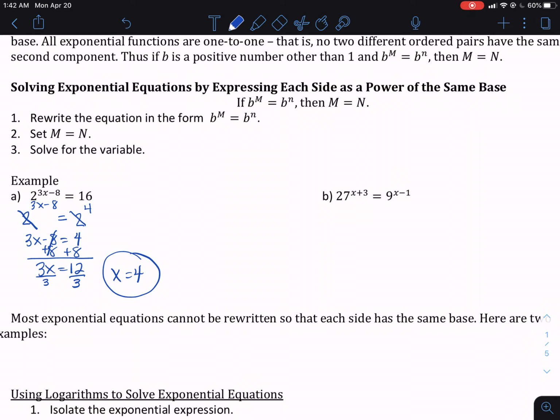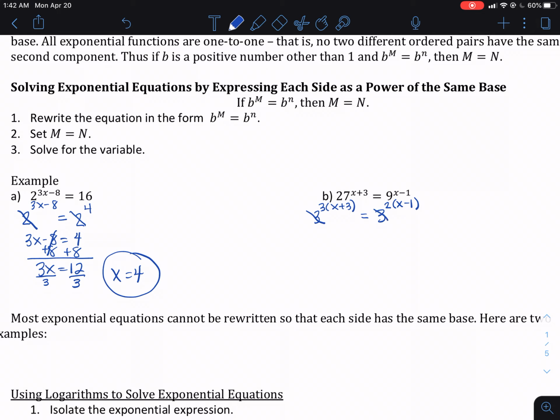Alright, if we look at b, we have 27 to the x plus 3 power equals 9 to the x minus 1 power. So is there a number that we can rewrite so the bases are the same? We can rewrite 27 as 3 to the third power, and this x plus 3 is just going to hang out in parentheses with that. And we can rewrite 9 as 3 squared, with the x minus 1 that was already there. So now that we have the same base, we can just look at our exponents.